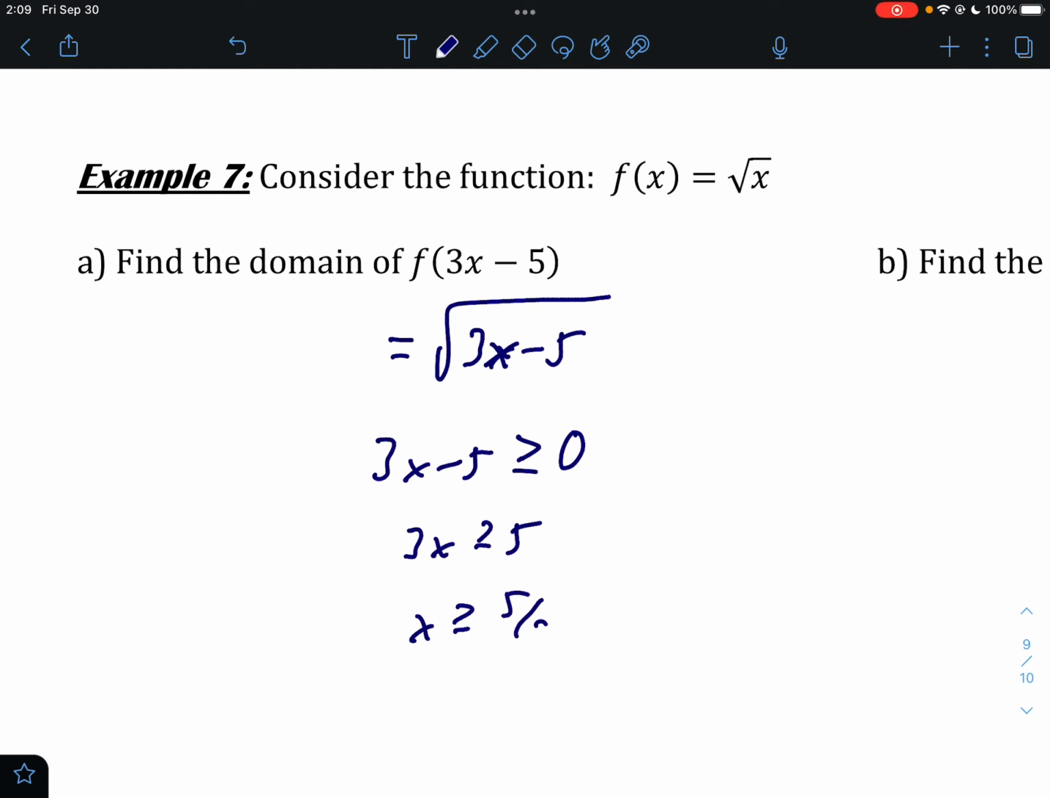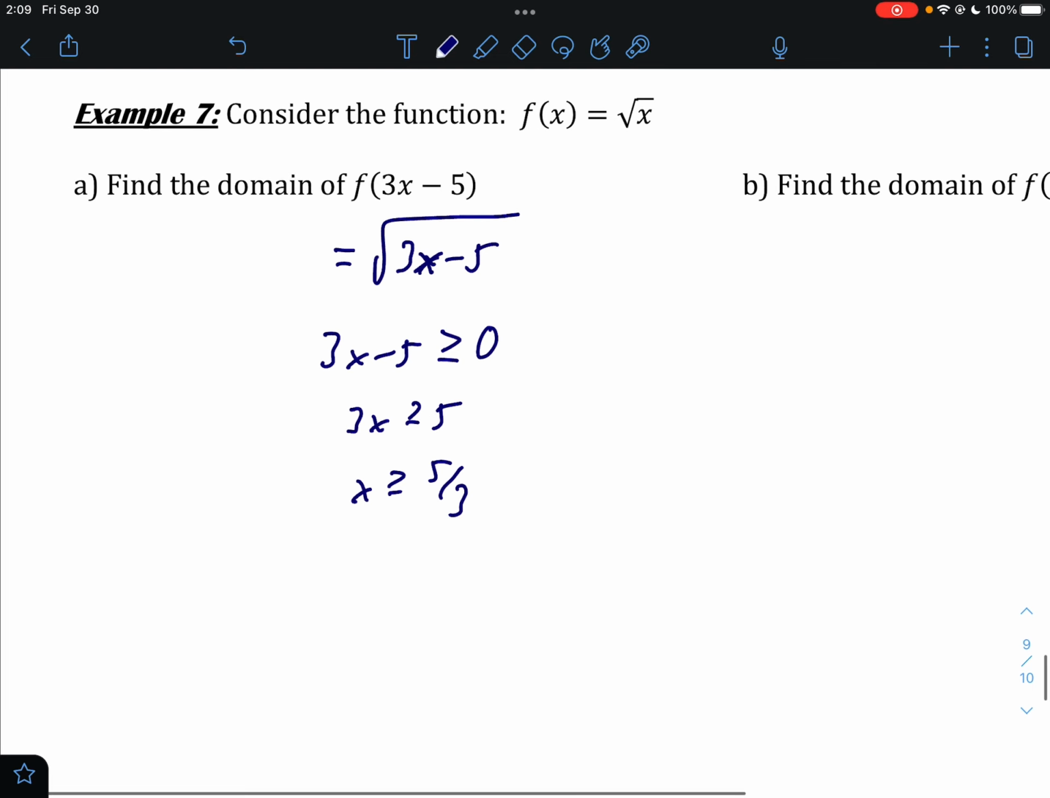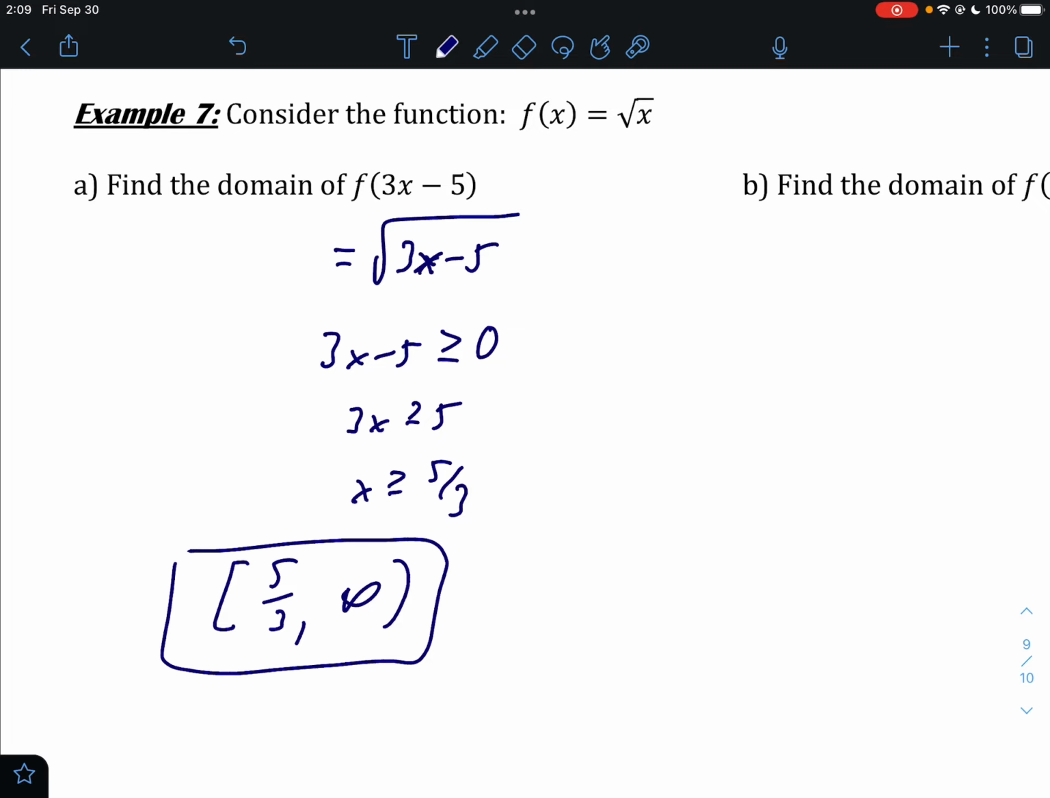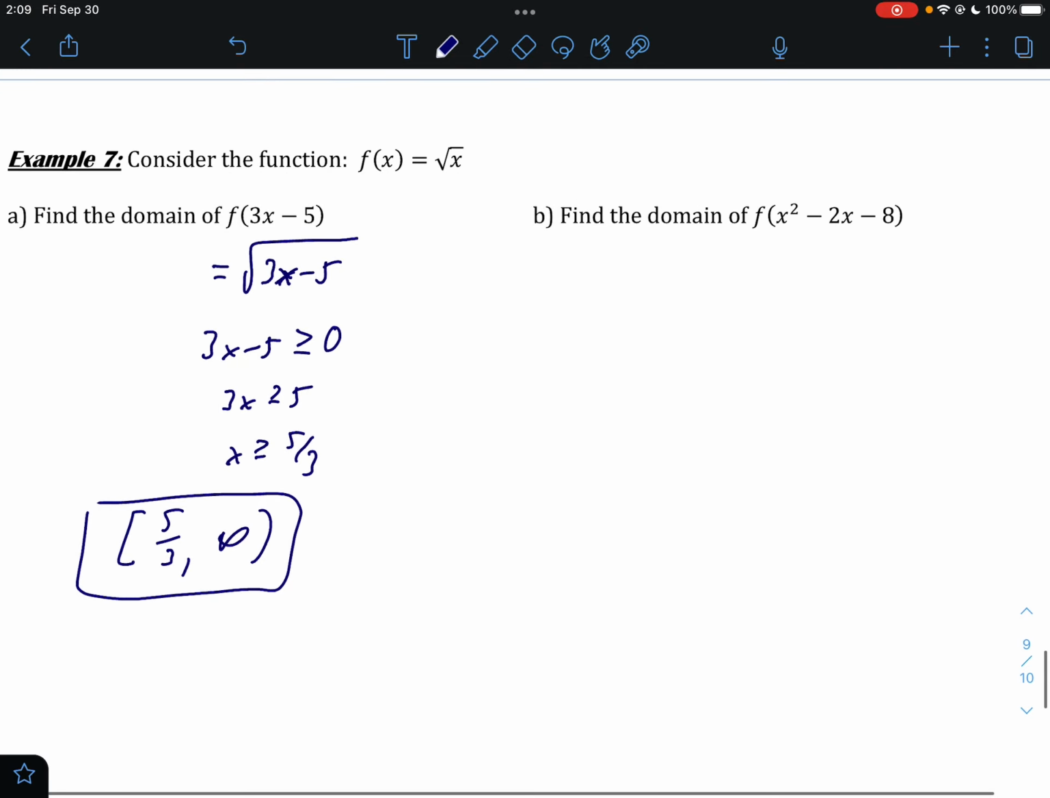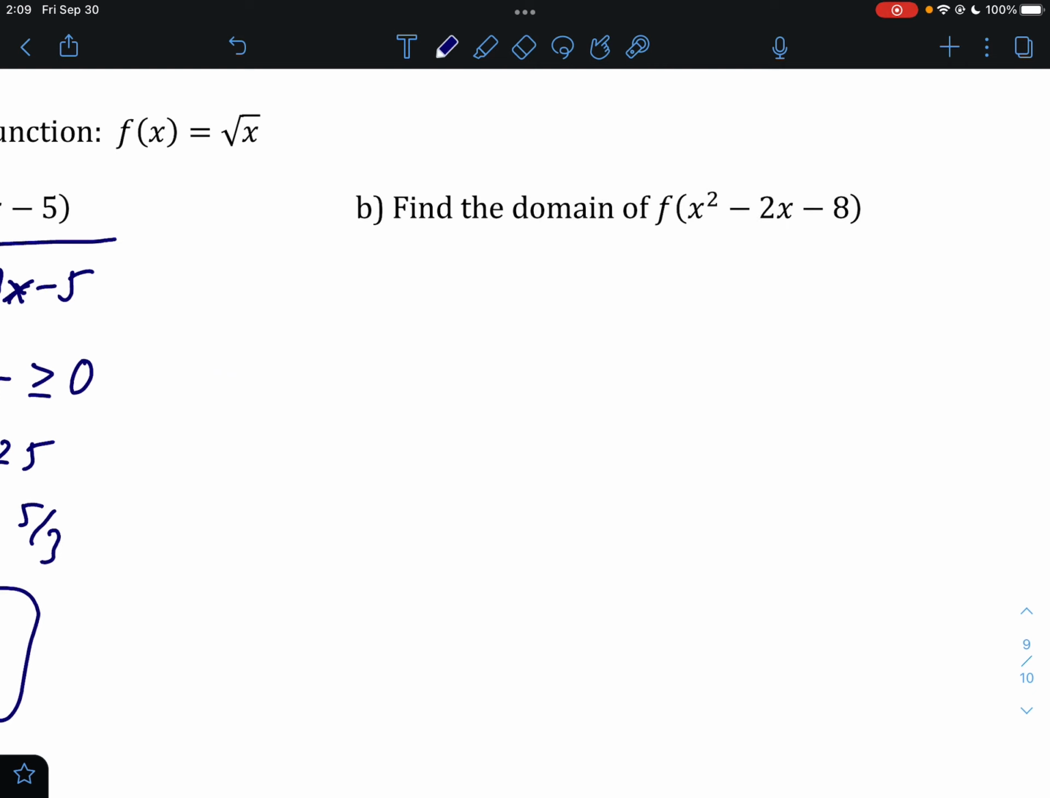Solving that, we get x is greater than or equal to 5/3. So that would be bracket 5/3 to infinity. All right, now how about finding the domain of this one? So we are doing root x squared minus 2x minus 8.